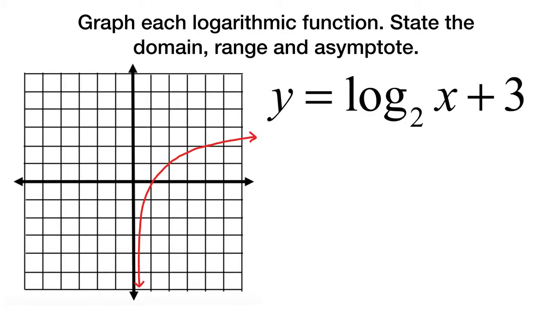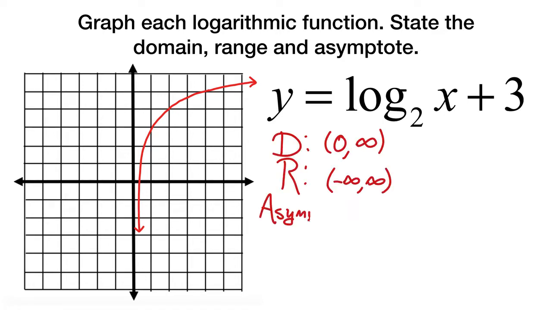Now let's try this one. You'll notice this looks just like our first one that we had from this section, log base 2 of x, but now it's plus 3, which means we're just moving up 3, like this. Now, did this change our domain? No, because it didn't move left or right, meaning our domain is still going to be 0 to infinity. Our range and asymptote also don't change.